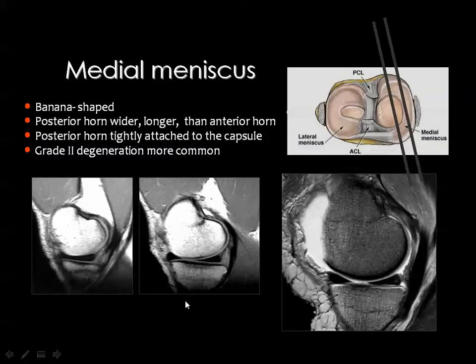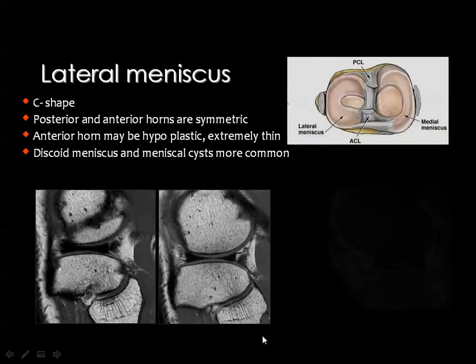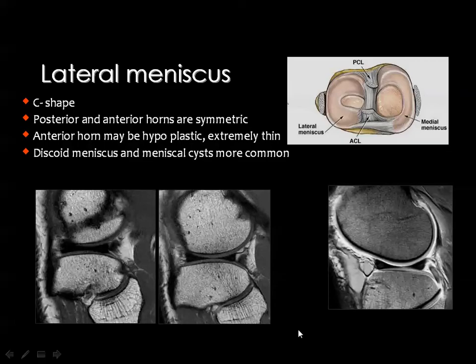As I have said, the posterior horn of the medial meniscus is large, while the anterior horn, compared to the posterior horn, is relatively small. Then in the lateral meniscus, both horns are equal in size, and you see the anterior horn and the posterior horn, they are almost equal in size, and this is the meniscal body.